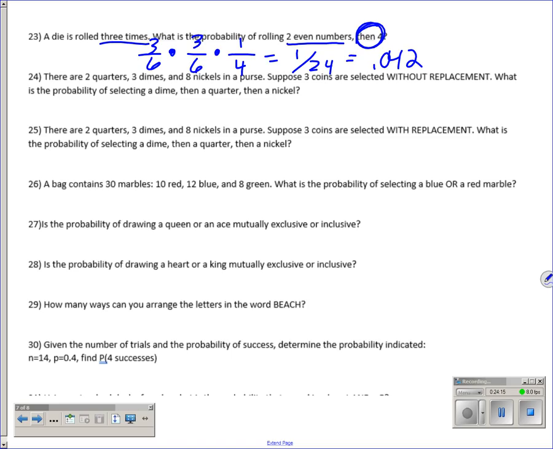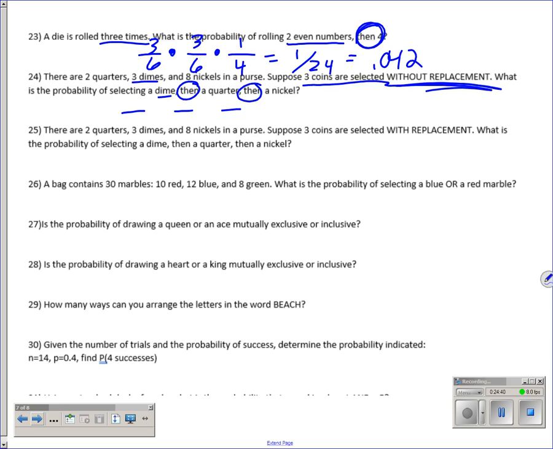24, there are 2 quarters, 3 dimes, 8 nickels in a purse. Suppose 3 coins are selected without replacement. What is the probability of selecting a dime, then a quarter, then a nickel? Then means multiply. So I have 3 coins I'm selecting, so 1, 2, 3 probabilities. All right, the probability of selecting, say, a dime.